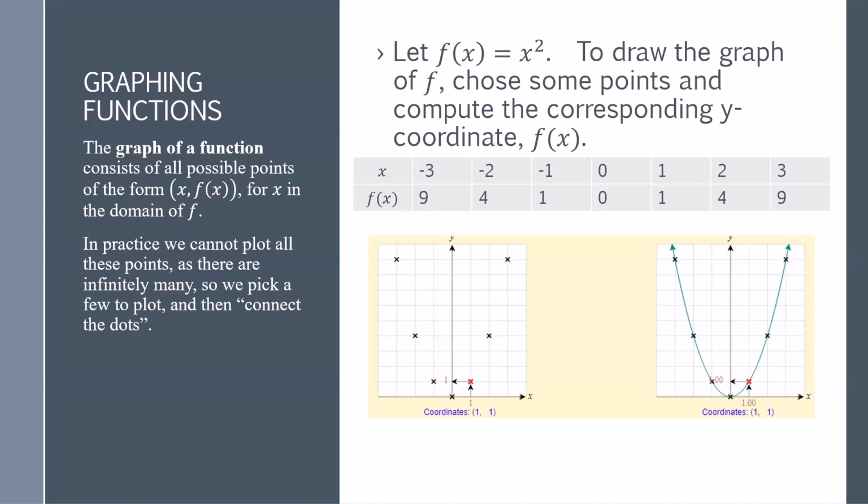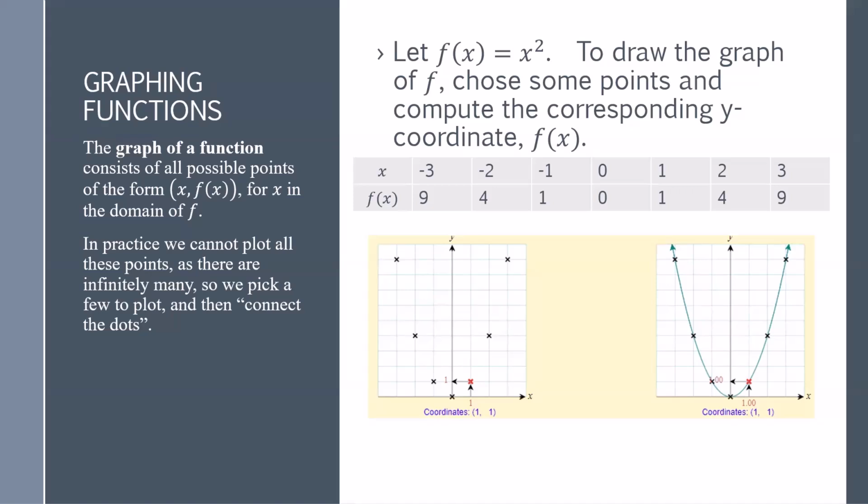So for example, if f of x is equal to x squared, and we want to draw that graph, we start by choosing a few x values. It's best to pick x values that work out to be something fairly easy. So we're going to go integer values from negative 3 to positive 3. Negative 3 squared is 9, negative 2 squared is 4, negative 1 squared is 1, 0 squared is 0, 1 squared is 1, 2 squared is 4, 3 squared is 9.